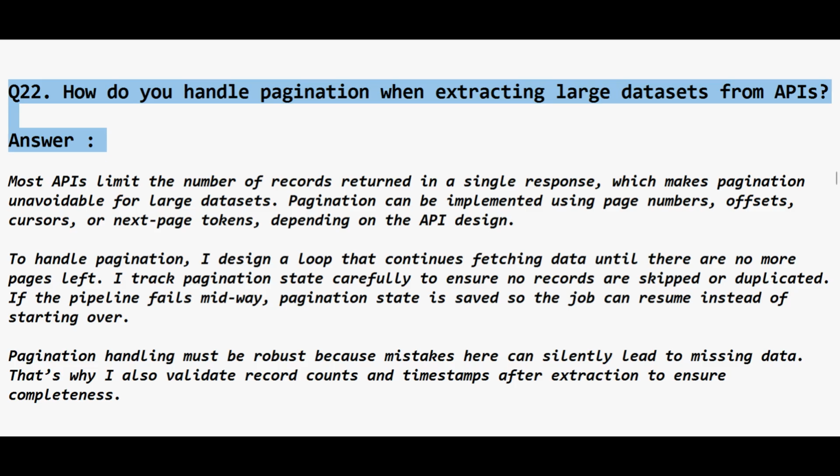I track pagination state carefully to ensure no records are skipped or duplicated. If the pipeline fails midway, pagination state is saved so the job can resume instead of starting over. Pagination handling must be robust because mistakes here can silently lead to missing data. That's why I also validate record counts and timestamps after extraction to ensure completeness.